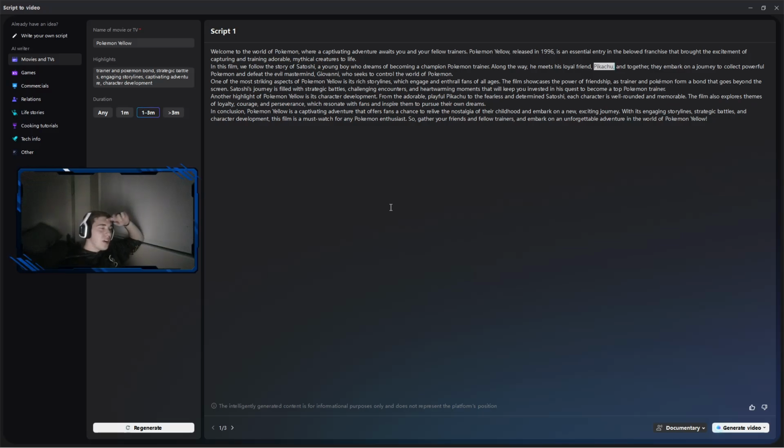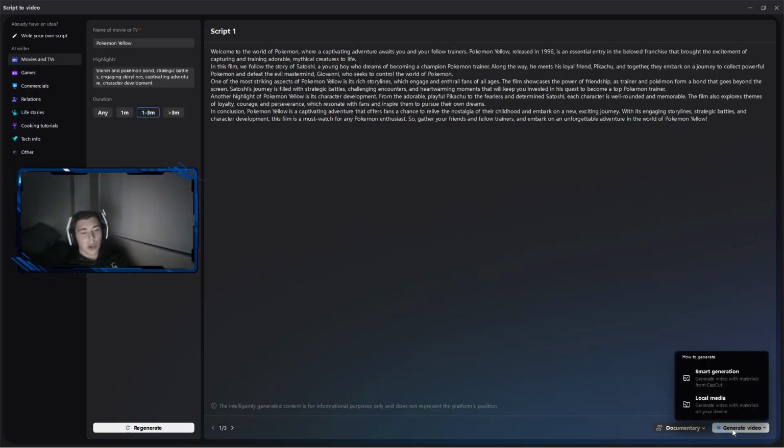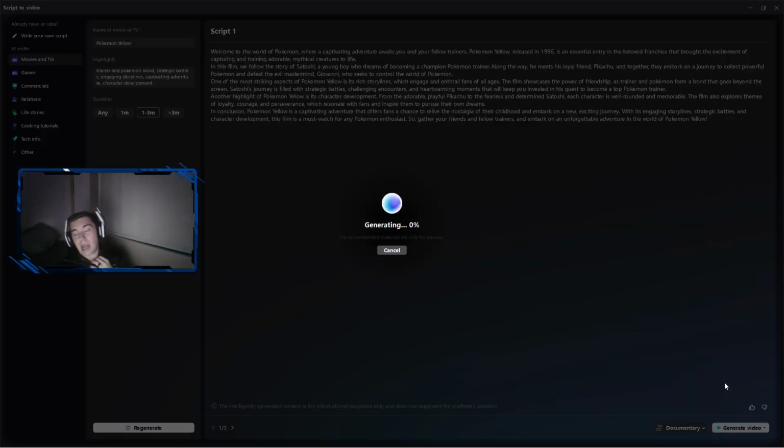You know, I think I'm just going to go with this one, just for the specific fact that it actually talks about Pikachu. It doesn't, like the other one, focus on Charizard, because that's not really how it is. And I don't want to generate something that's not true, at least a little bit. I understand that it doesn't say Ash at all, which is interesting by all means. But let's see what it pulls up. This one may take a minute. Smart generation means it just generates materials from CapCut.